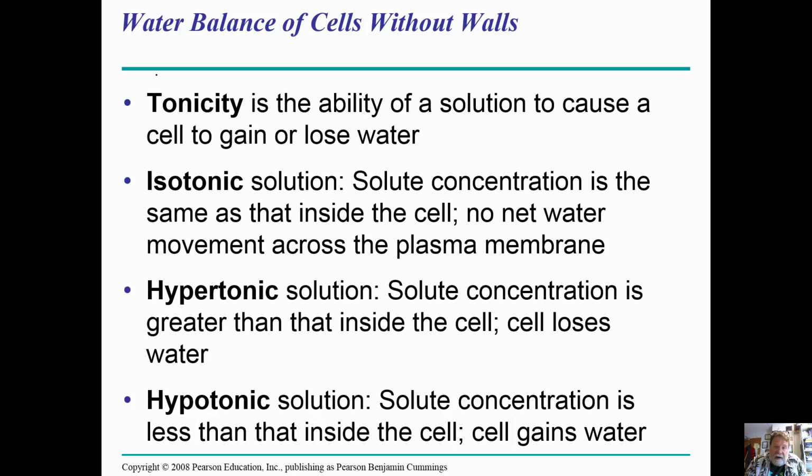Tonicity is the ability of a water solution to cause a cell to gain and lose water. Isotonic is where the solute concentration is the same as the inside of the cell. Hypertonic, solute concentration of water is greater than that inside the cell. And then hypotonic, where the solute concentration is less than inside the cell, and the cell will gain this particular water.